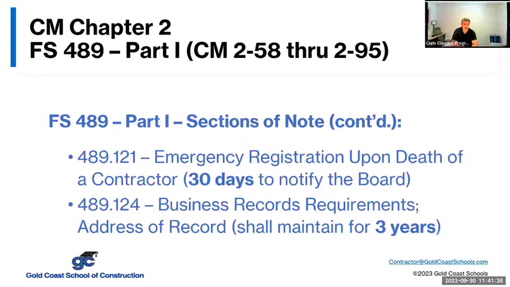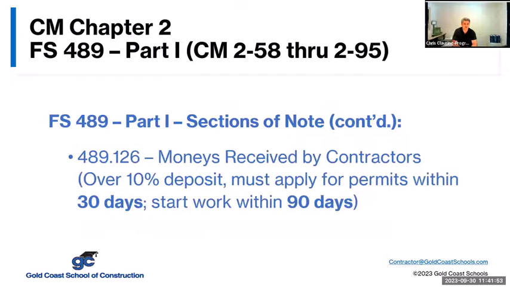So if a contractor dies, you have to contact the board within 30 days. And 124 business record requirements. We reviewed that in the summary as well, but that's here in the statute, and that's the 3-year provision. 126, this is an important section. A lot of contractors may not know this, but if you receive more than 10% deposit, you have to apply for permits within 30 days, and you have to start work within 90 days of receiving the permit.